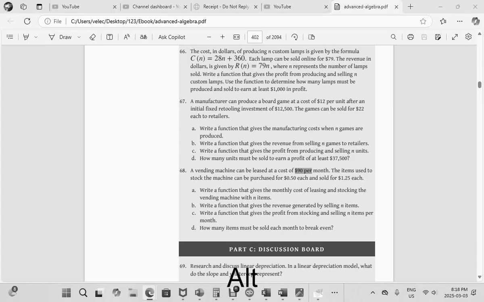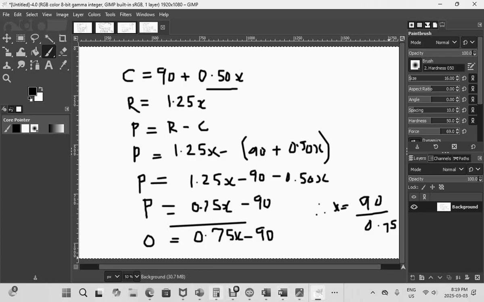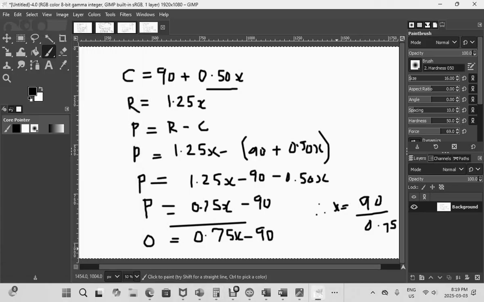All right, so we know that when you break even, your profit is 0. So P equals 0. So this will be 0 equals 0.75x minus 90, which means that your x will be 90 divided by 0.75. So 90 divided by 0.75 will be 120. So your x is 120.